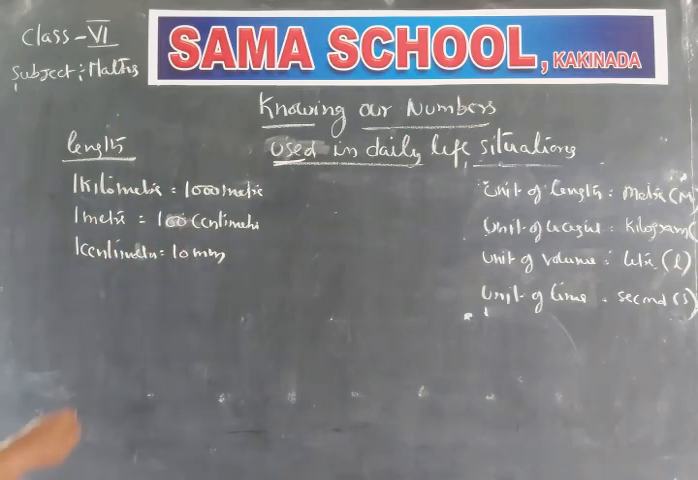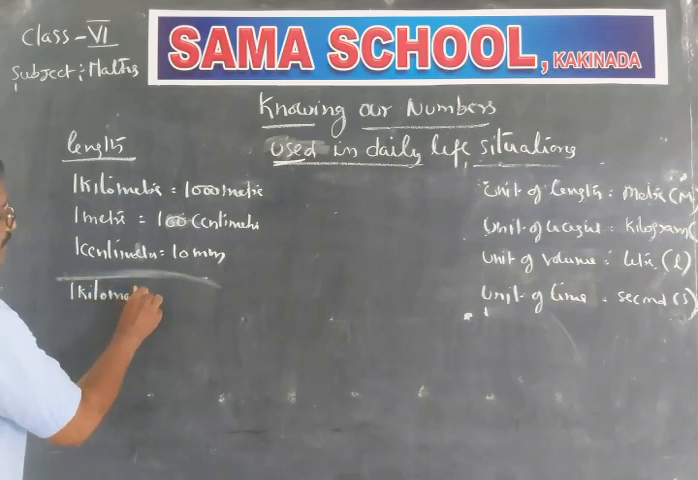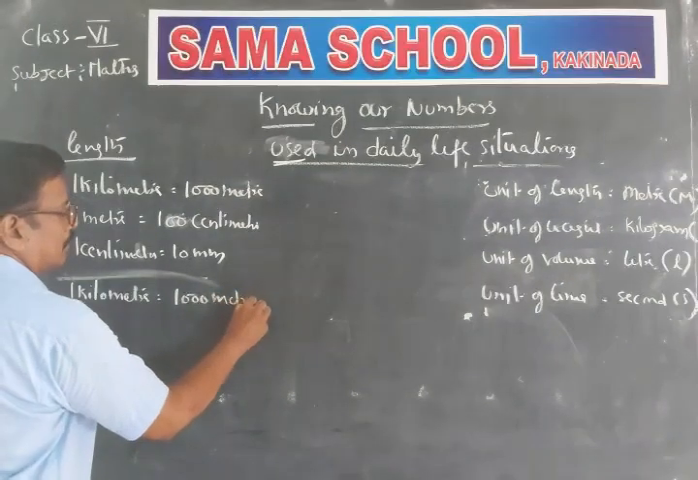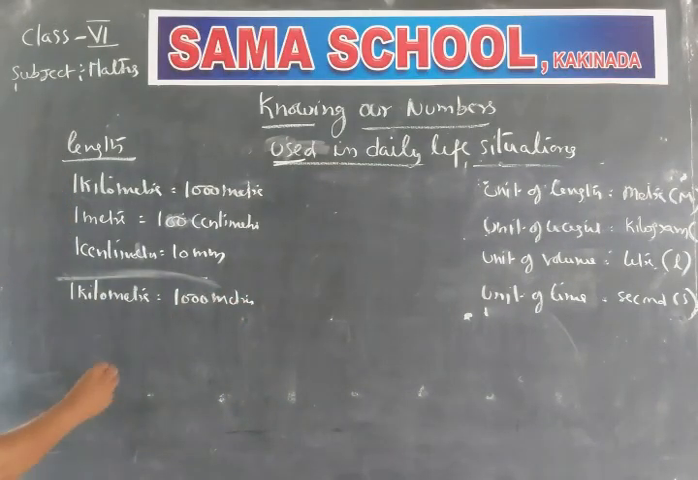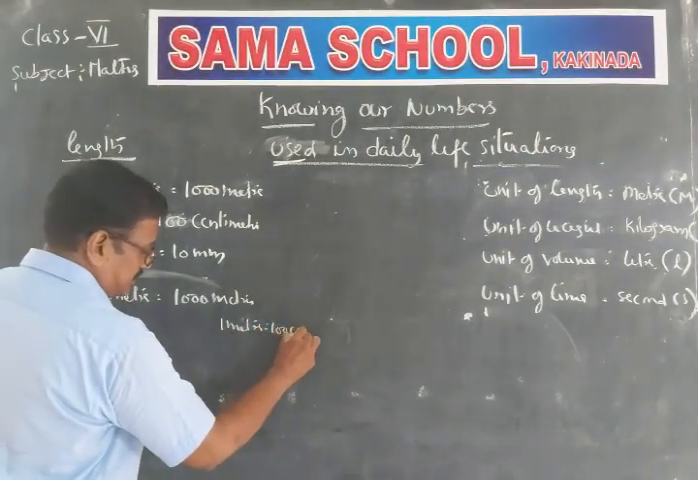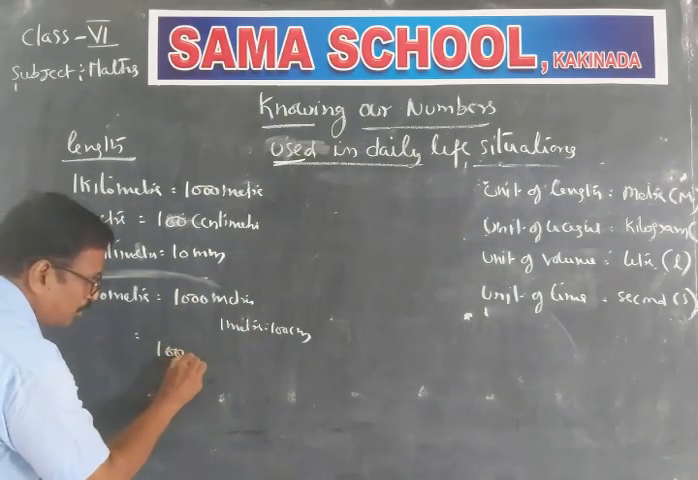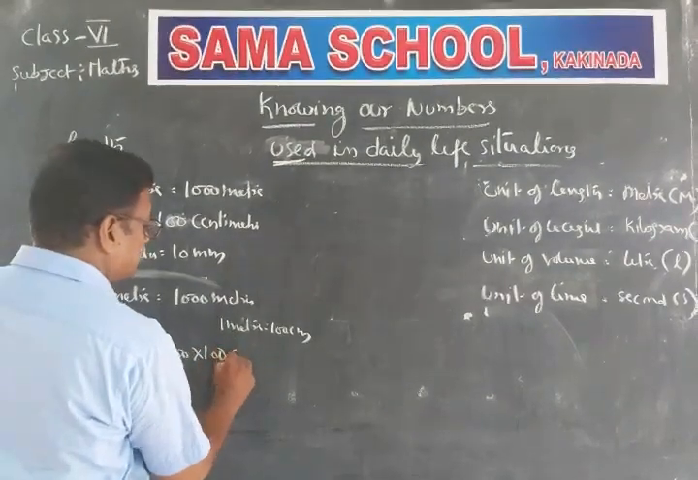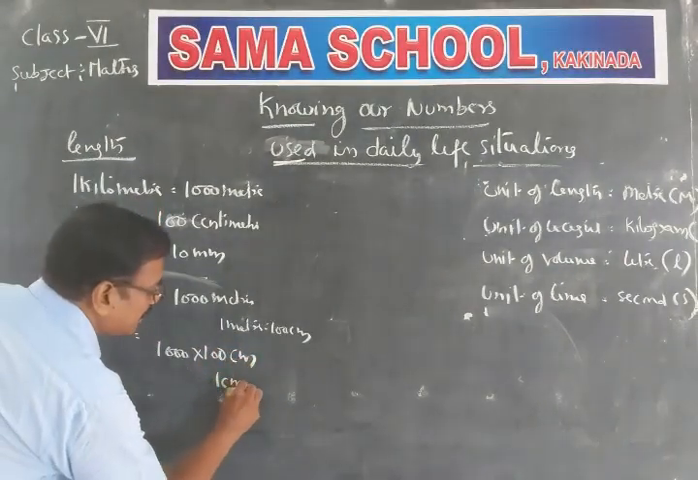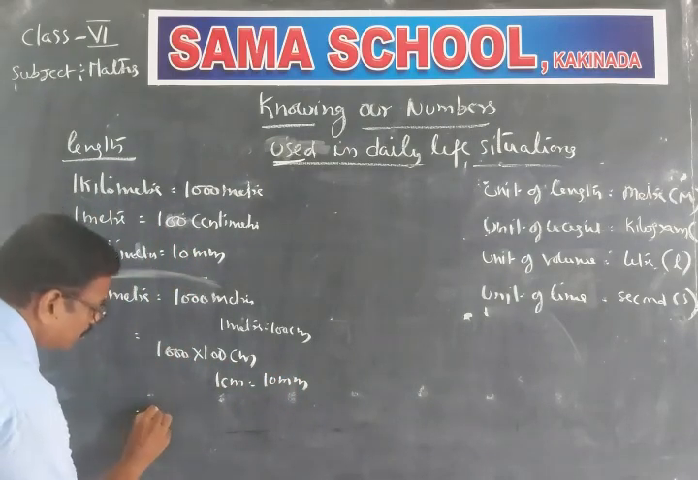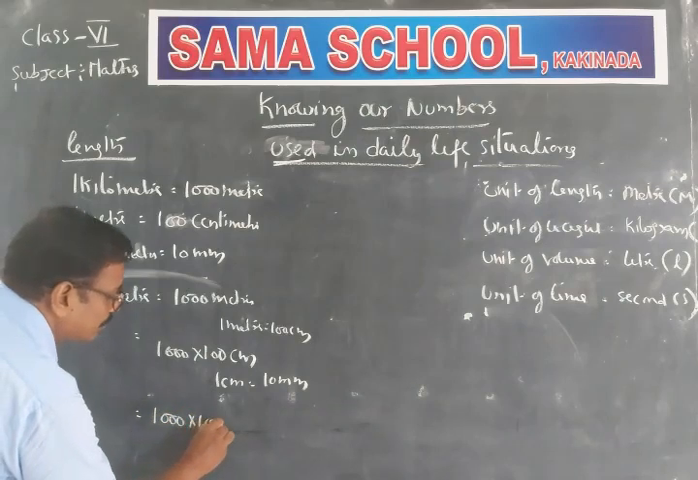Now convert 1 kilometer to millimeters. How many millimeters are in 1 kilometer? 1 kilometer is equal to 1000 meters. Now converting to millimeters: 1 meter is equal to 100 centimeters, so 1000 into 100 centimeters. Now 1 centimeter is how many millimeters? 10 millimeters. So you write 1000 into 100 into 10.